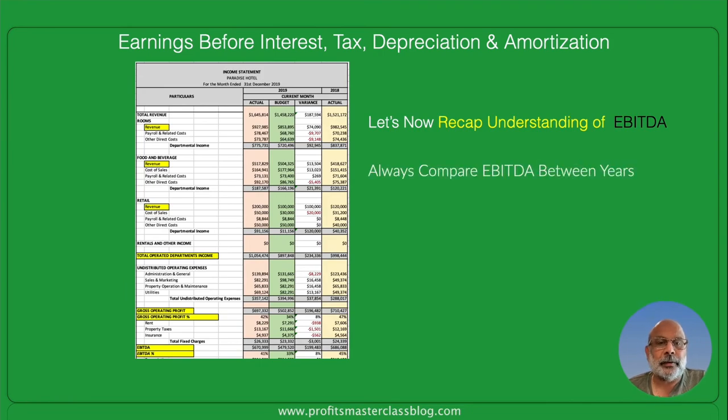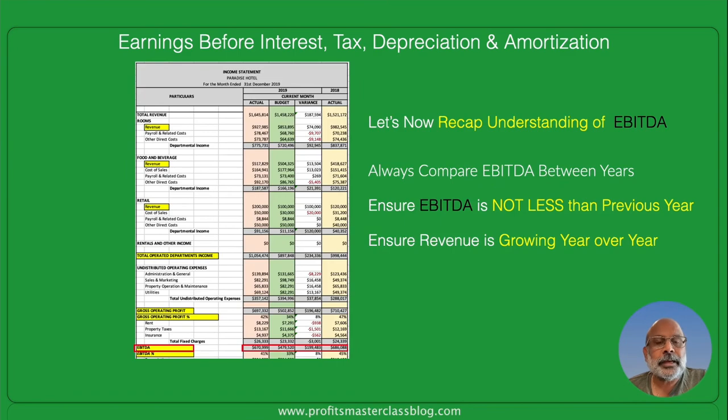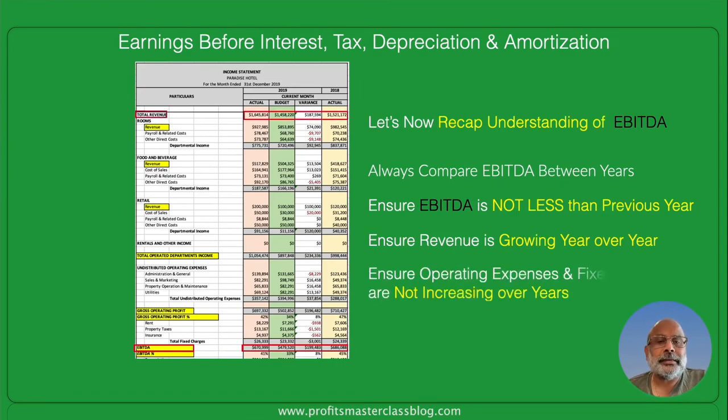Let's now recap our understanding of what EBITDA is. Always compare an EBITDA between years. Ensure that EBITDA is not less than the previous year, 2019 versus 18, 20 versus 19, and so on. Similarly, ensure revenue is growing year over year, as is being pointed out. And finally, ensure operating expenses and fixed expenses are not increasing over the years.